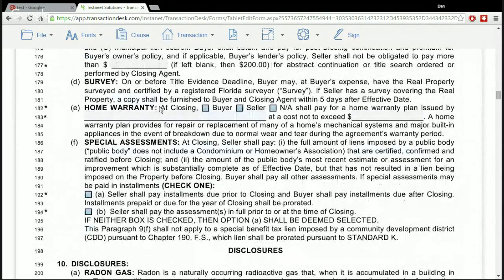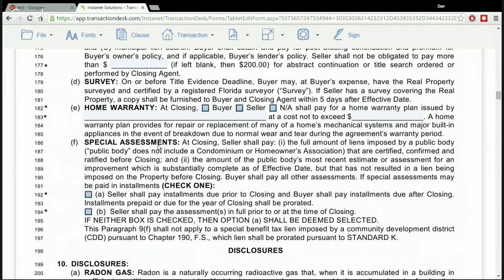Letter E is a home warranty. The contract says either the buyer can pay for it, you can ask the seller to pay for it, or you can say, no, we don't need one. You would put in the name of the company here on line 183, and also the cost over here. Typically, they probably average anywhere from $400 to $700, depending on the size of the house. Obviously larger for larger houses.